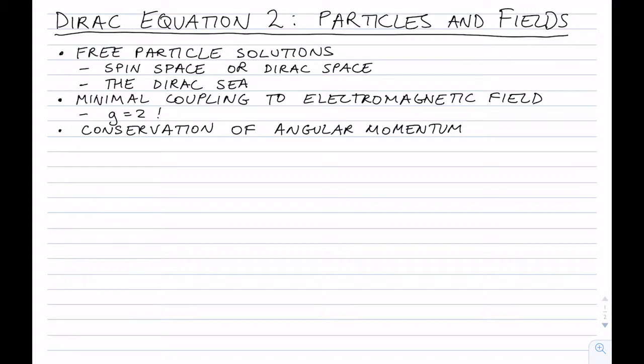Then we're going to do minimal coupling to the electromagnetic field, which will lead us to the result that the electron G factor equals 2. In other words, that the coupling to magnetism is twice as strong as classically predicted for the spin. And the last thing we'll do is look at conservation of angular momentum. So let's get started by looking at the free particle solutions with no field.